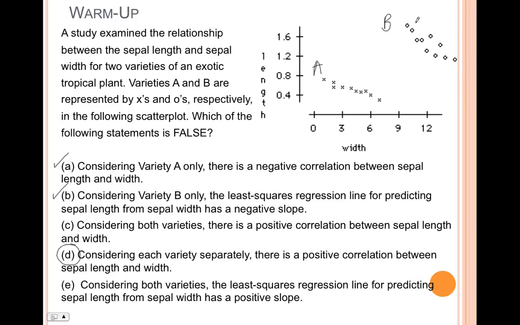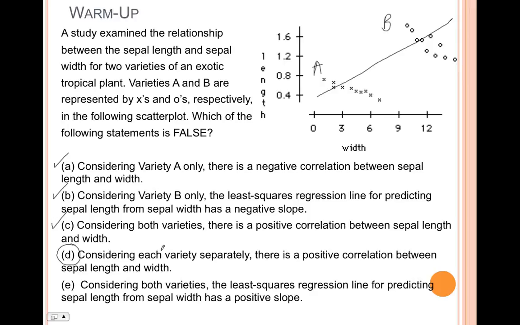C, considering both varieties, meaning both of these lumped together, there is a positive correlation between sepal length and width. That's true, okay? If I were to lump all these together, I would have to draw my regression line like that, okay? So C, awkward as it is, is true.